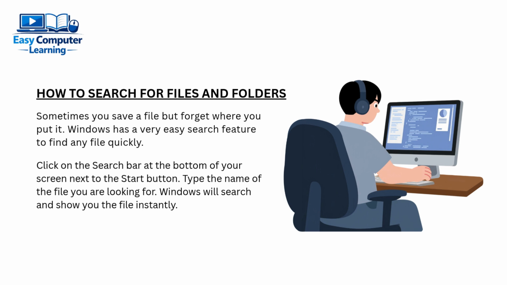How to search for files and folders. Sometimes you save a file, but forget where you put it. Windows has a very easy search feature to find any file quickly. Click on the search bar at the bottom of your screen next to the Start button. Type the name of the file you are looking for. Windows will search and show you the file instantly.